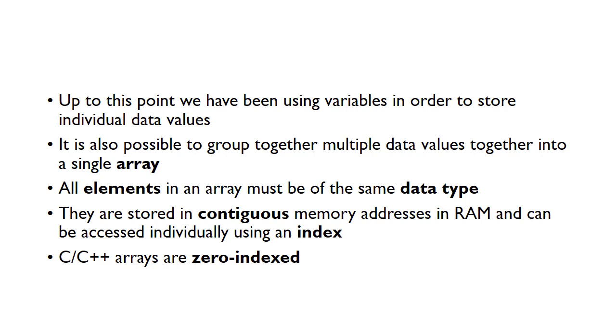It's very important that you remember that C and C++ arrays are zero indexed. So the first element in an array is indexed 0. This is different from other languages where the first element in the array will have an index of 1.